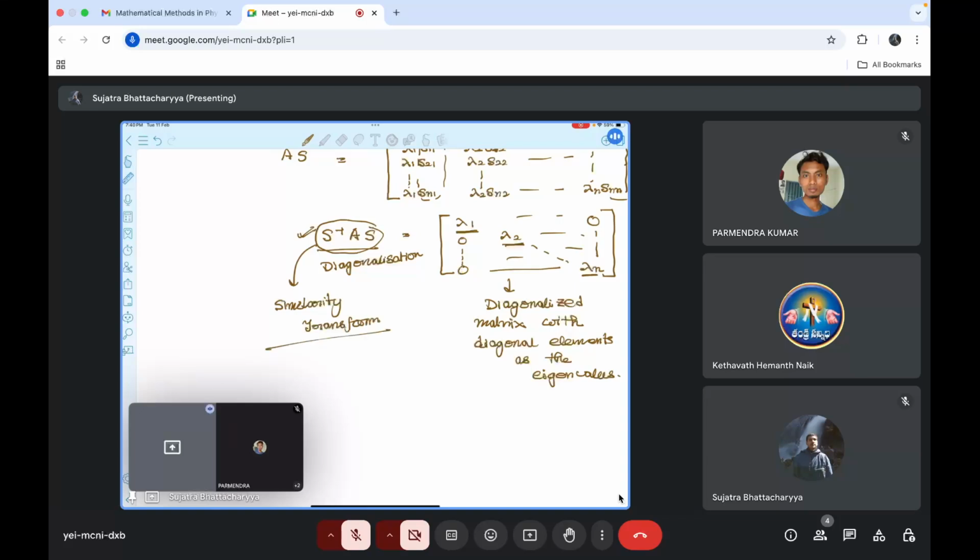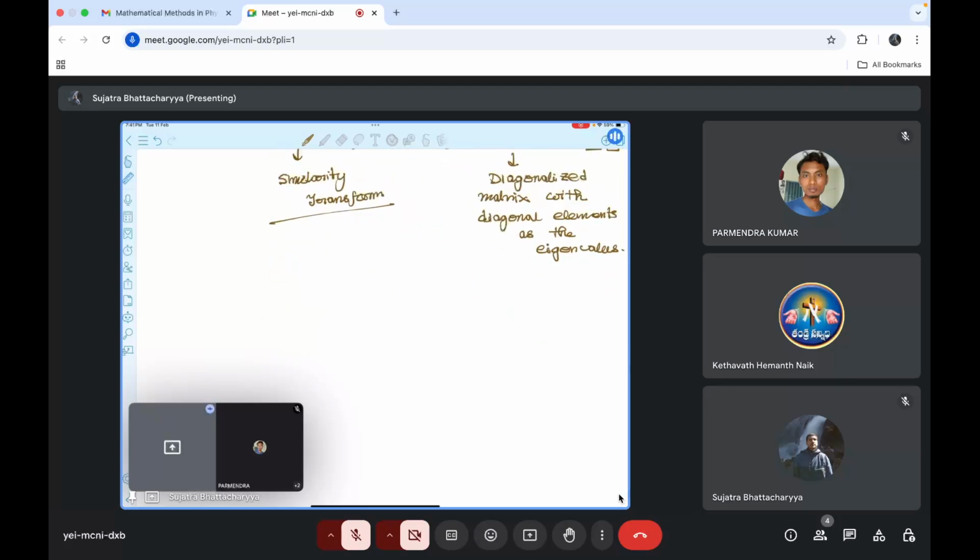Okay, let me quickly write down certain things, which are not very important to elaborate. Number one: an n by n matrix can be diagonalized if it has n distinct, very important, n distinct eigenvalues.